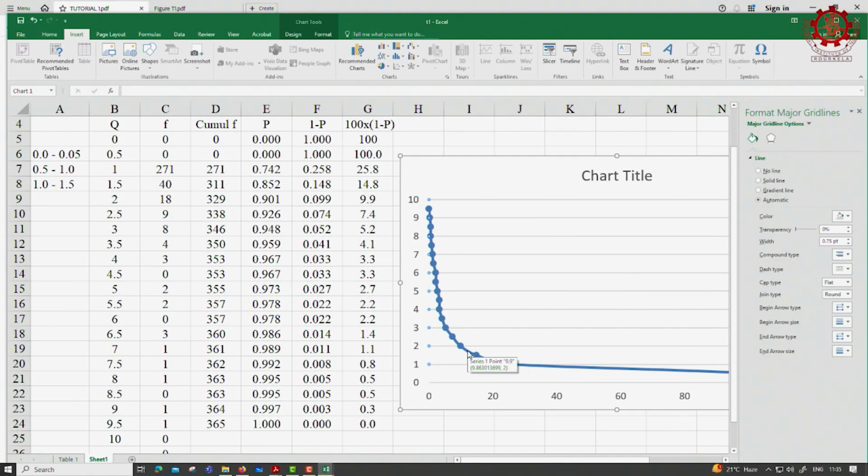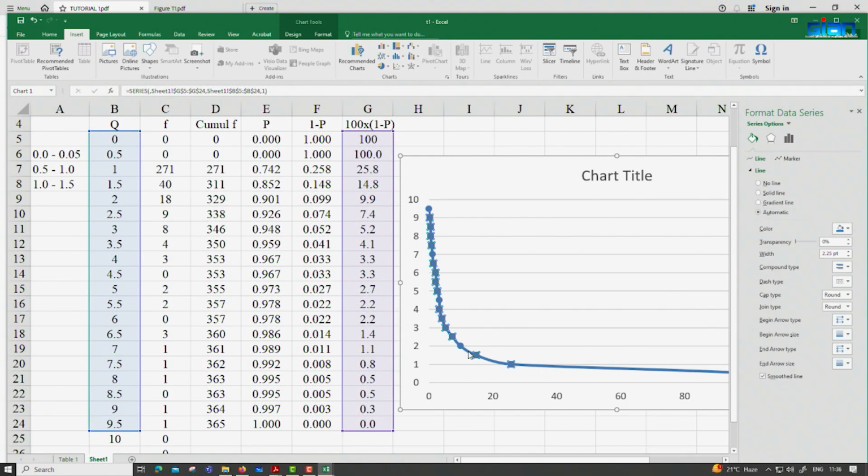So, it is somewhere around, I will guess around 1.8. You can get the exact value by enlarging this and having the grid lines. So, it is about 1.8 cubic meters per second, right.